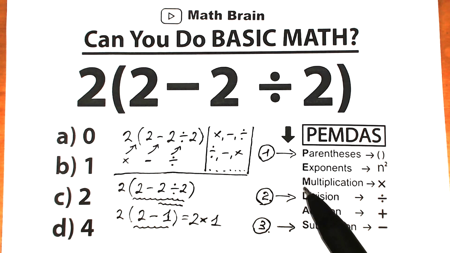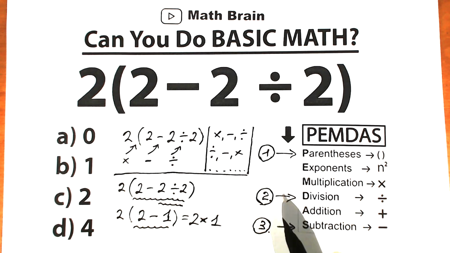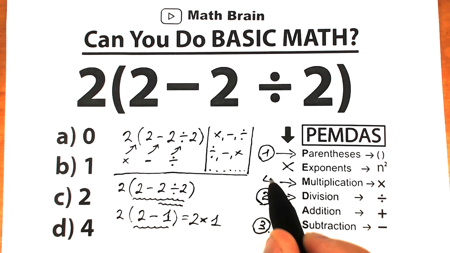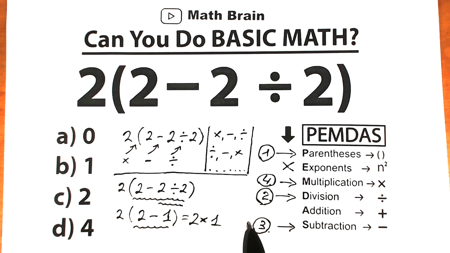Let's scan once more from the top to the bottom. What about exponents? We don't have exponents, so we skip this part. What about the multiplication and division part? Here we have multiplication, so the fourth step is to multiply 2 times 1, which is equal to, obviously, 2. And we don't have any addition sign.